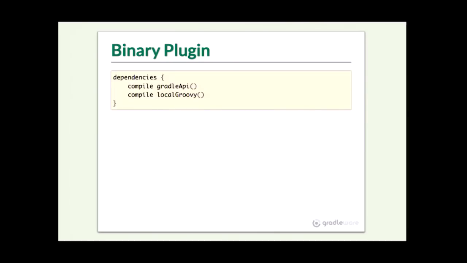When you're writing a binary plugin, it's just a normal Java project or Groovy project, and you compile against the Gradle API. So you'll have a build script that looks like this. You may not have this part here if you're writing in Java, but if you're writing in Groovy, you'll just use Gradle's local Groovy, and away you go. Everything else is just like a normal Gradle project. And that's really probably the extent of the development support that we provide today for plugins.